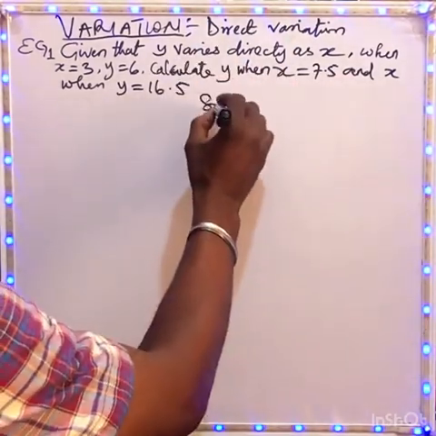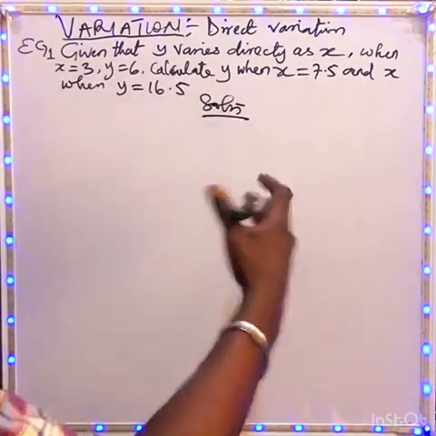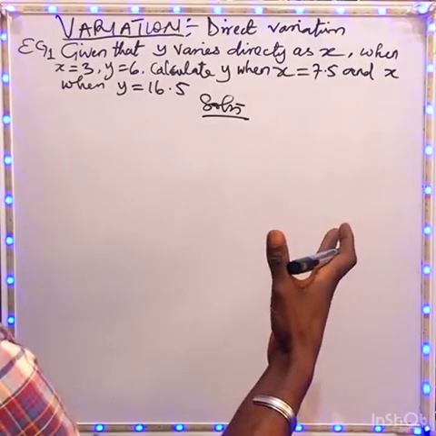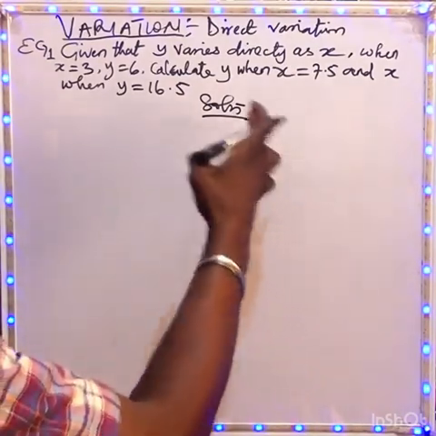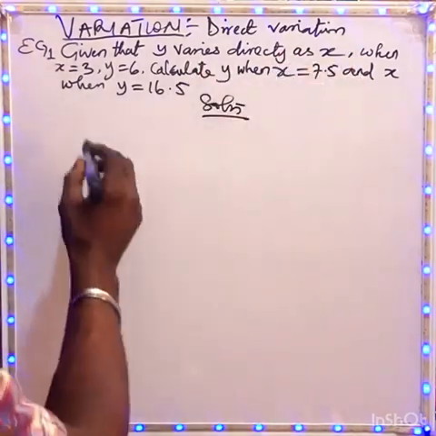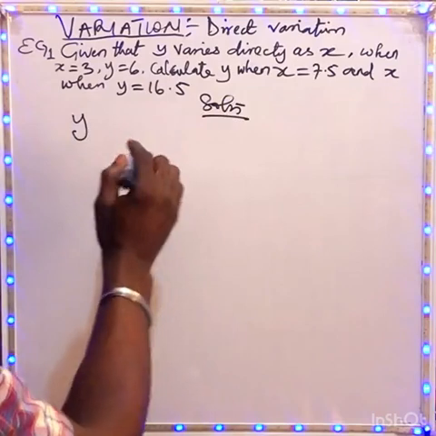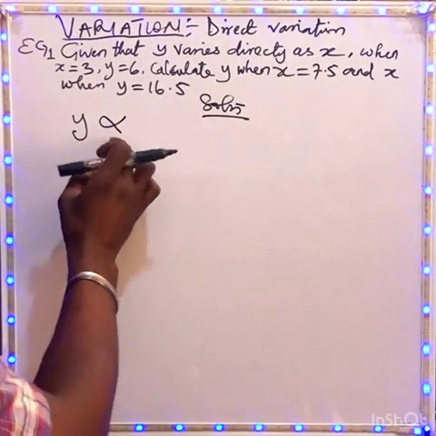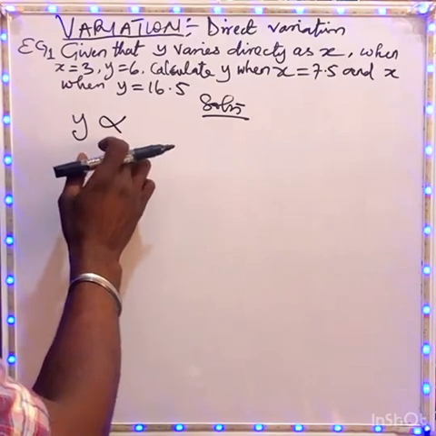Now, solution. You need to understand again that in variation, you have to first of all look for the constant of the variation. We are told that y varies as x. So you put the sign of variation. This is a Greek sign, used to represent variation.